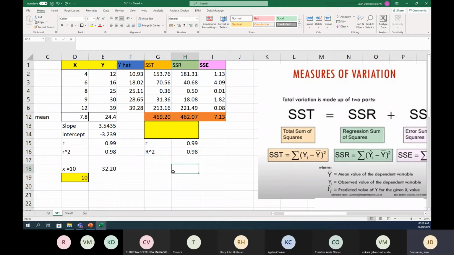Okay, so are you guys okay with how we've calculated this? And I'll definitely share the spreadsheet. That is definitely for you to use.